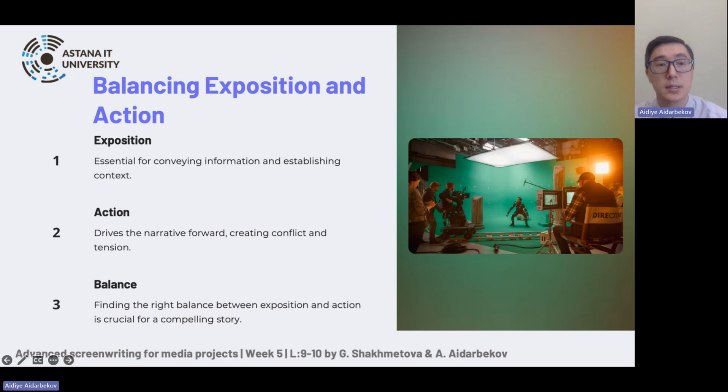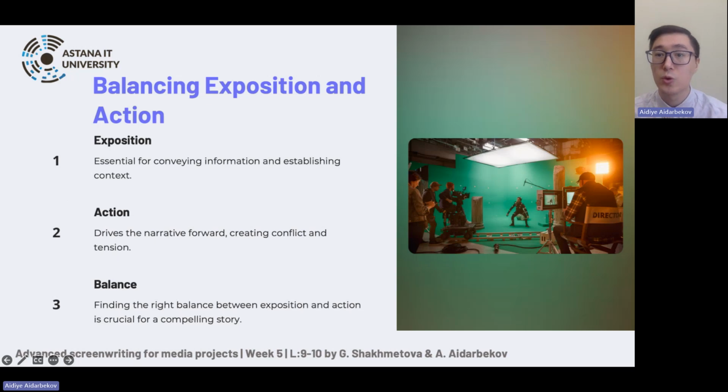Here, let's discuss balancing exposition and action. We discussed what exposition is and how you can show some exposition through dialogue scenes, but we usually need to balance exposition and action. Exposition is essential for conveying information and establishing context, but action drives the narrative forward, creating conflict and tension. Finding the right balance between exposition and action is crucial for a compelling story.